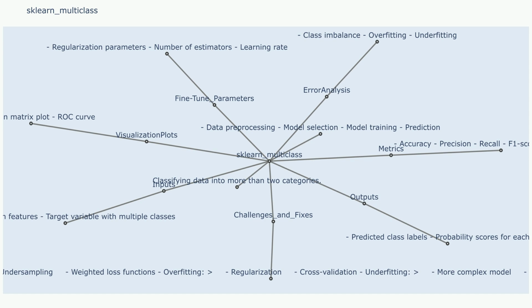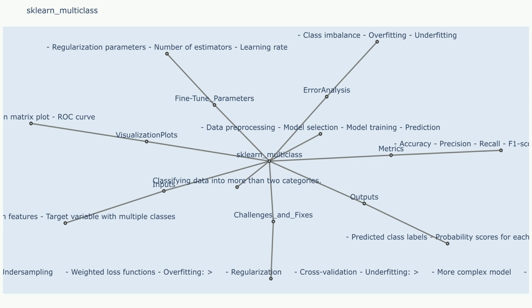sklearn multiclass. Description: multiclass classification is a type of supervised learning where the goal is to predict the class label of a data point from a set of more than two classes. In contrast to binary classification, where the model needs to distinguish between two classes, multiclass classification tackles the challenge of categorizing data into multiple distinct classes.